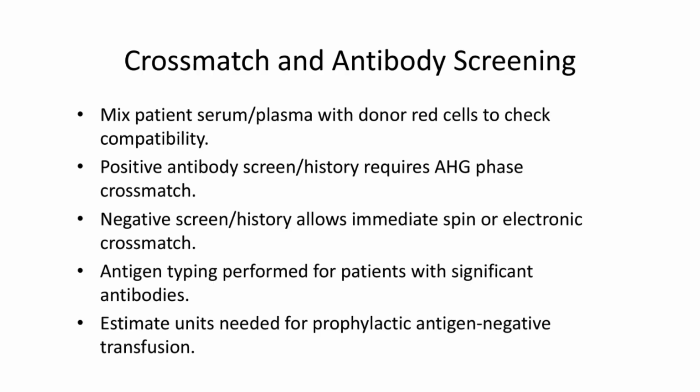The crossmatch procedure involves mixing the patient's serum or plasma with donor red blood cells. The mixture is observed for agglutination or hemolysis, which would indicate incompatibility. If the current antibody screen is positive, or if the patient has a history of clinically significant antibodies, the crossmatch must be carried through to 37 degrees Celsius incubation with anti-human globulin, AHG. If the antibody screen is negative and there is no prior antibody history, an immediate spin or electronic crossmatch may be used. For patients with clinically significant antibodies, antigen typing is performed to identify compatible donor units.